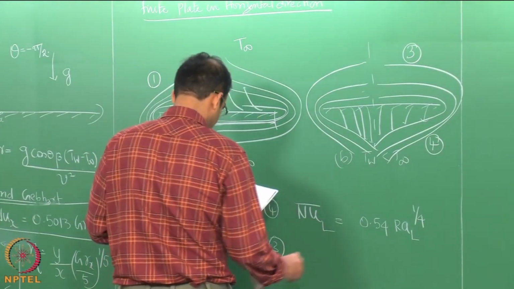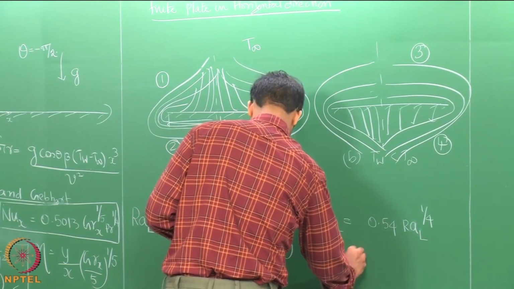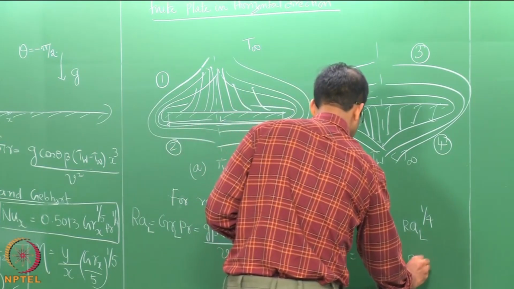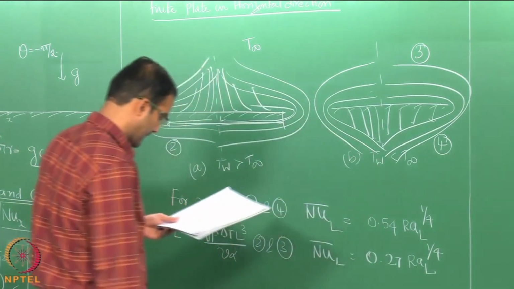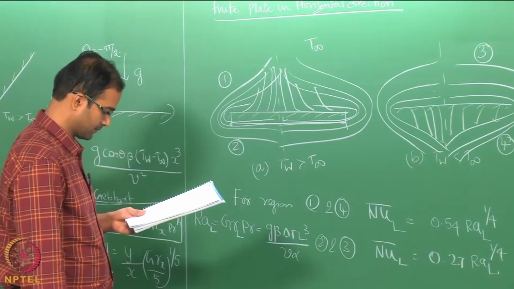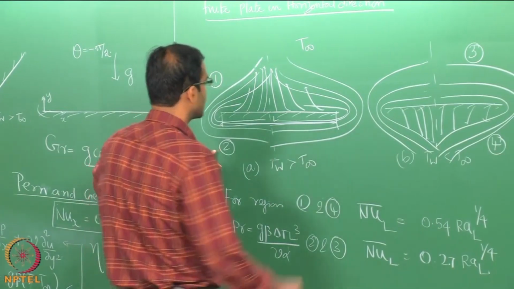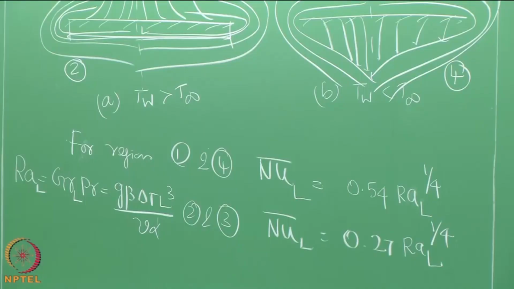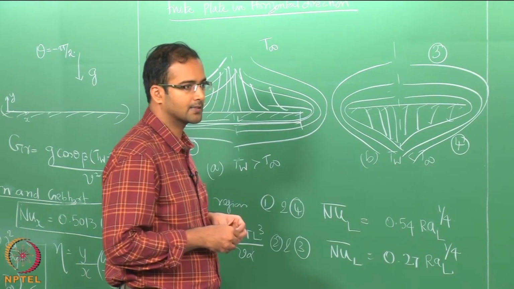So, therefore, we have another correlation for that. This is given by 0.27 times Rayleigh number raised to the power 1 by 4. Okay. So, this region 2 and 3, so they seem to have a smaller value of heat transfer rate compared to region 1 and 4. Okay. So, these are some correlations for a more complex configuration like this.